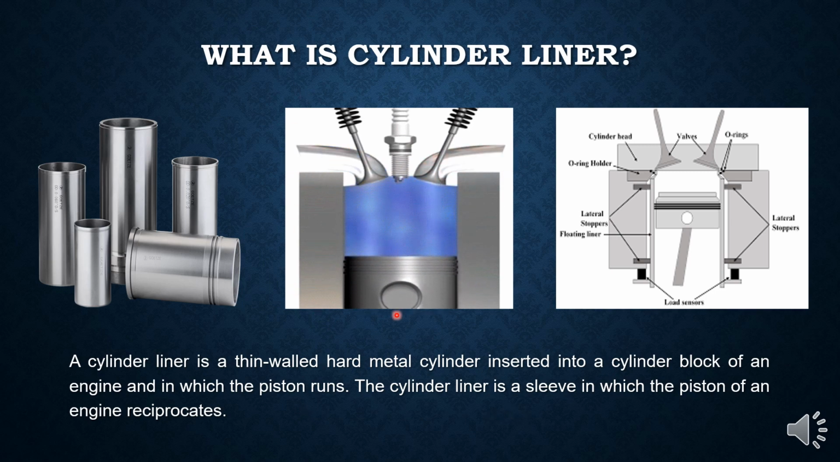As you can see in this figure, this is the cylinder liner and this is the piston, and piston reciprocates in upward and downward direction inside the cylinder liner. There is a lot of friction between them, that is between cylinder liner and piston. So the material used should also meet those properties or those requirements.